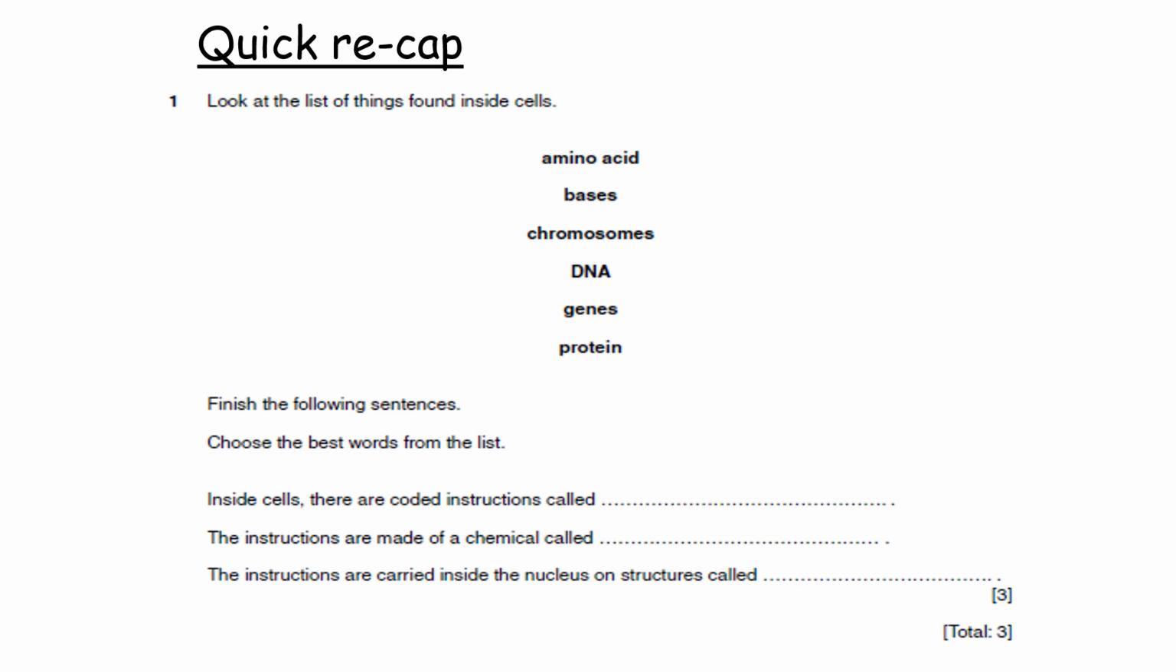Let's check your answer. Inside cells, there are coded instructions called genes. The instructions are made of a chemical called DNA. The instructions are carried inside the nucleus on structures called chromosomes.